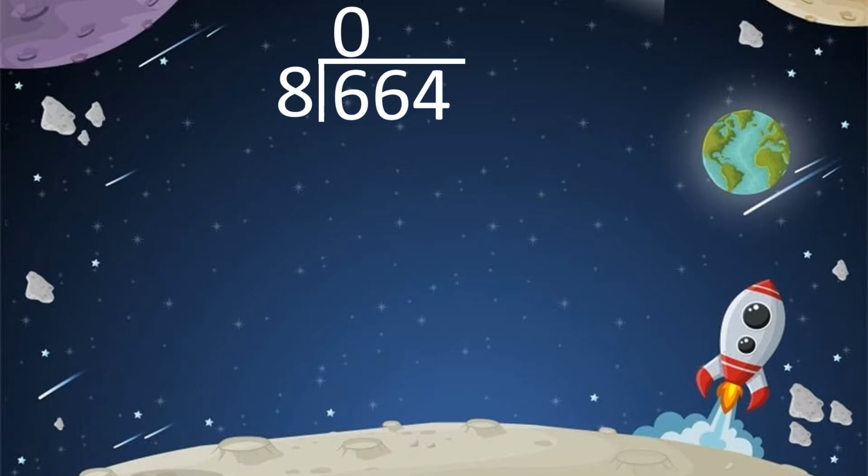Next we move the 6 over to the next number. Then we will get 66. We will see how many times 8 goes into 66. 8 goes into 66 8 times, so on top of the 6 we write 8.